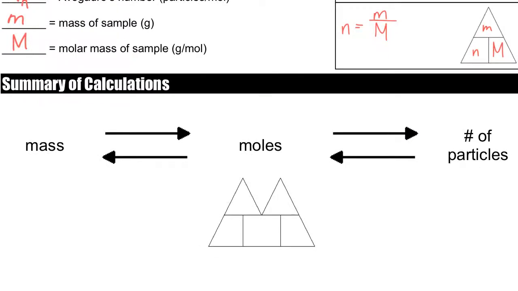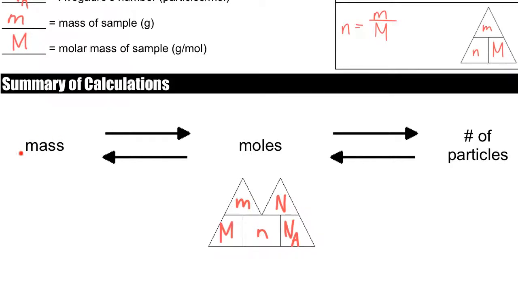We need a way of converting between mass, moles, and number of particles. So I'm going to take those two triangles from above and put them together, with number of moles in the middle. We saw that moles can be particles divided by Avogadro's number, and that moles can also be mass divided by molar mass. So this gives us a way of converting between all of these different variables.